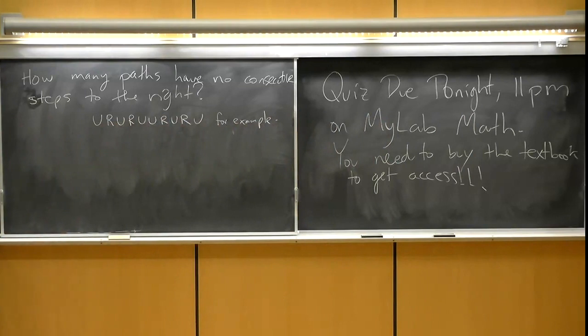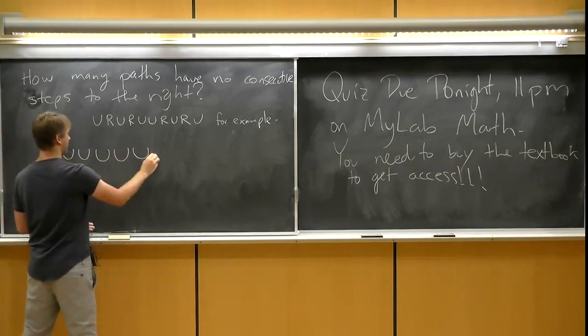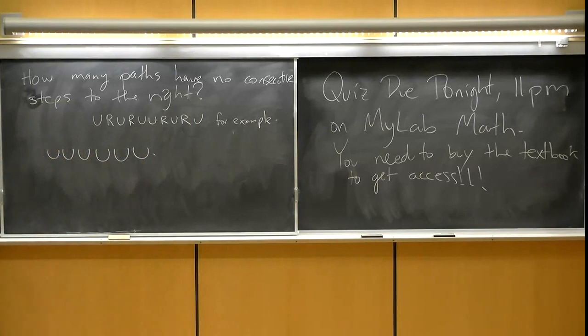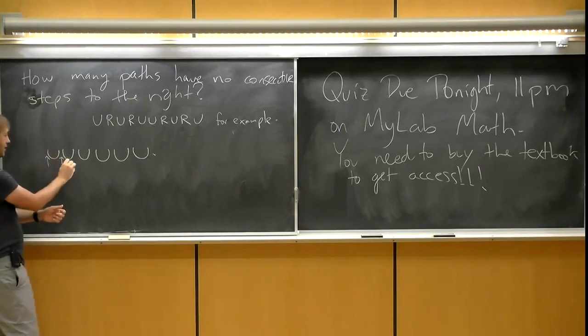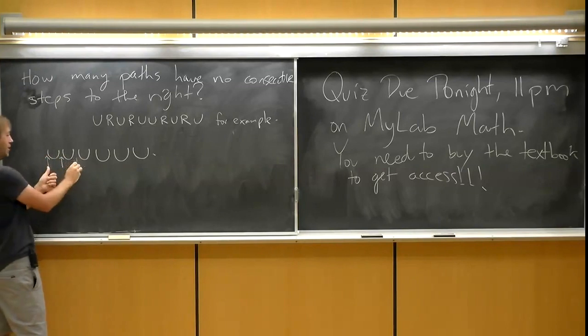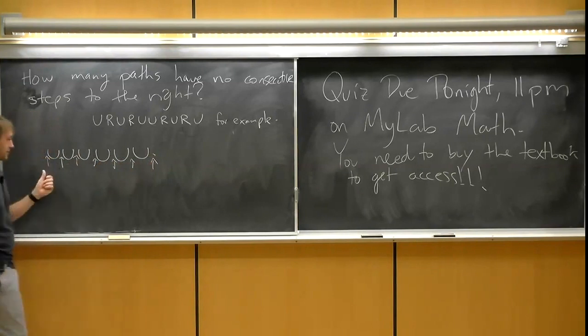What you can do is take your ups and list out all of them; there's 6 of them. Now you're allowed to insert rights into this, but you can't insert 2 rights in the same slot. I've got a slot before the first U, between consecutive U's, or at the end. All I'm going to do is pick 4 of those slots and stick in rights.